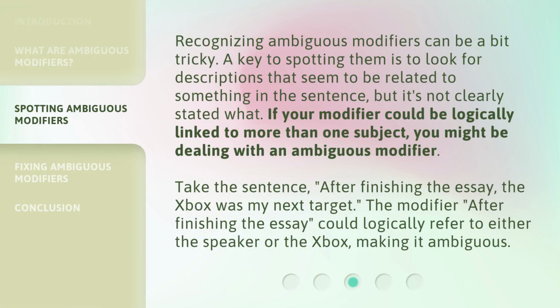Recognizing ambiguous modifiers can be a bit tricky. A key to spotting them is to look for descriptions that seem to be related to something in the sentence, but it's not clearly stated what. If your modifier could be logically linked to more than one subject, you might be dealing with an ambiguous modifier.